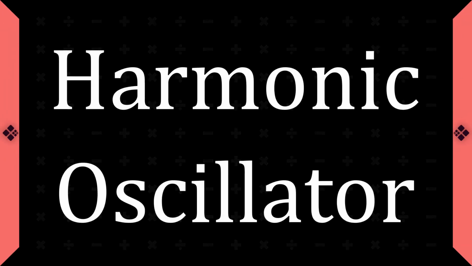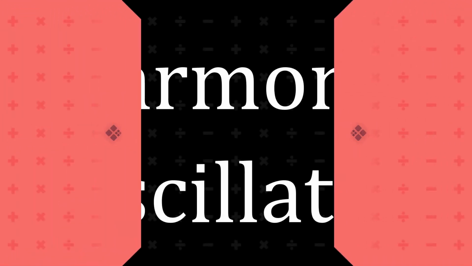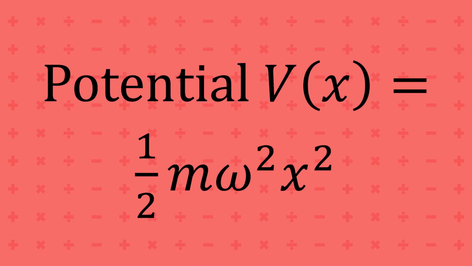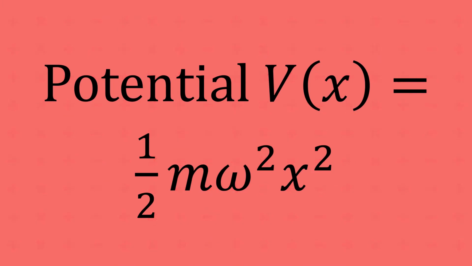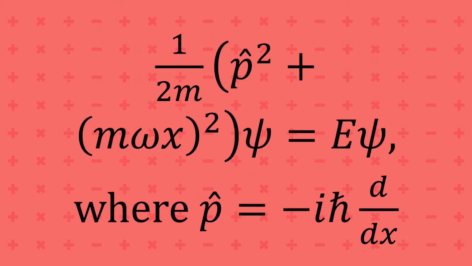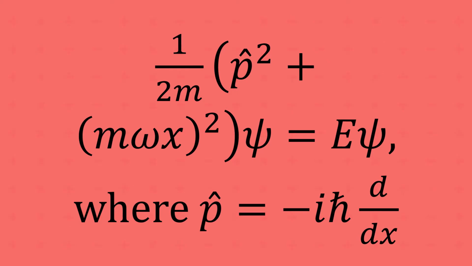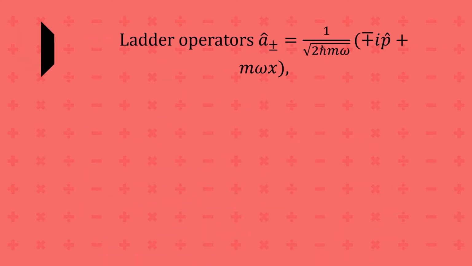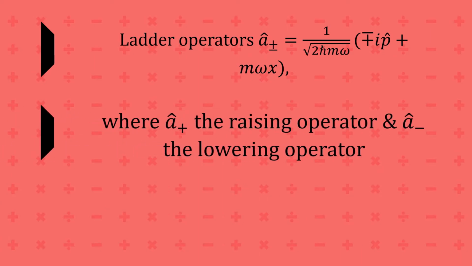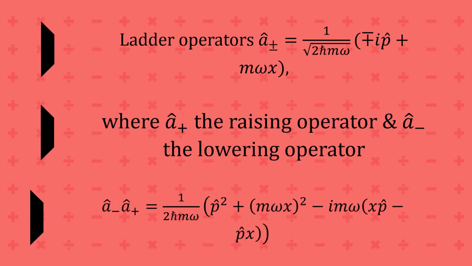Now let's discuss how to solve the Schrödinger equation for a harmonic oscillator, which has potential given by V of x equal to a half m omega squared x squared. We can rewrite the time-independent Schrödinger equation as this expression here, where p hat is the momentum operator. Now let's introduce the ladder operators a hat plus or minus, where a hat plus is the raising operator and a hat minus is the lowering operator.